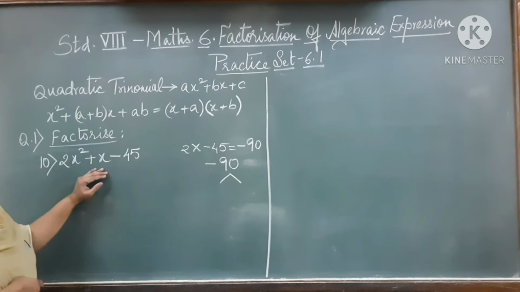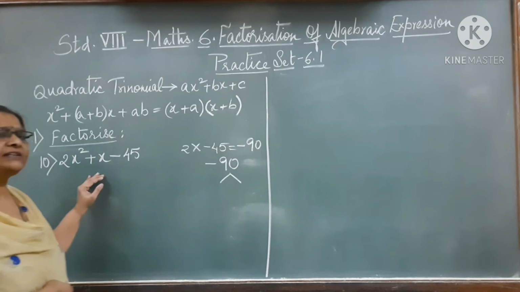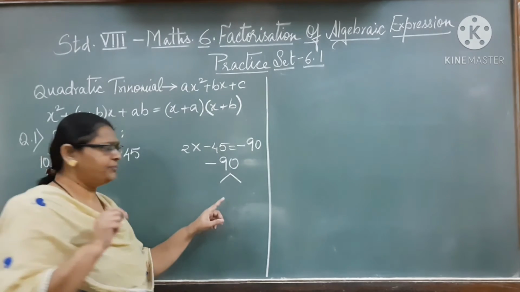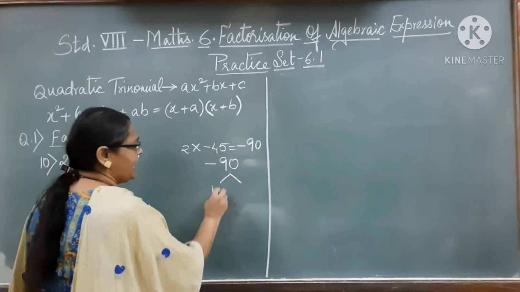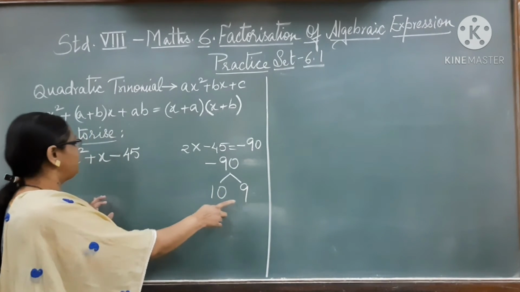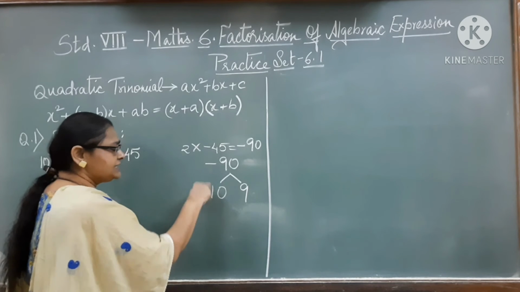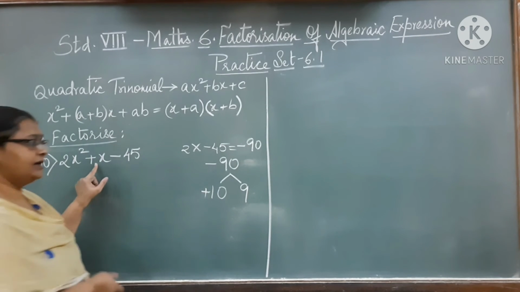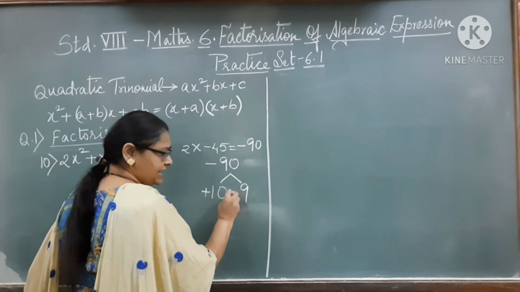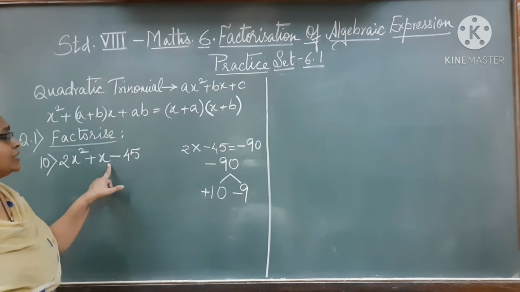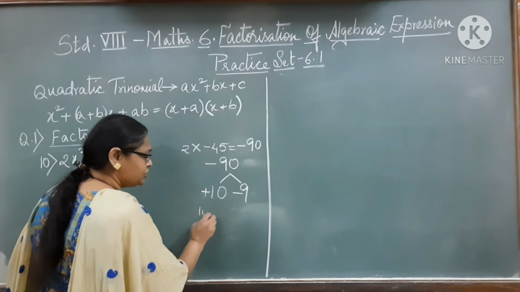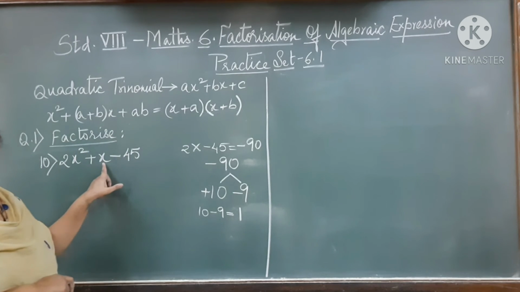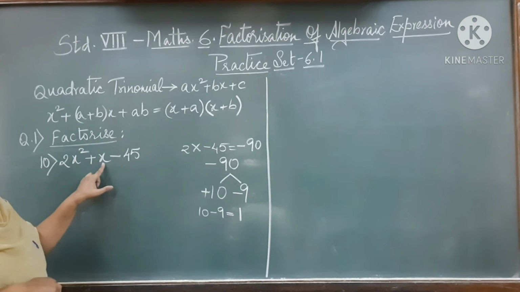Now, is this difficult? No, not at all. Let us just find out two factors. I think, can I take 10 and 9? Of course, 10 and minus 9. So let me take this as a plus sign because I have plus 1x over here. So plus 10 and minus 9, so that when I add them, 10 minus 9 will be 1, which is the coefficient of the middle term.